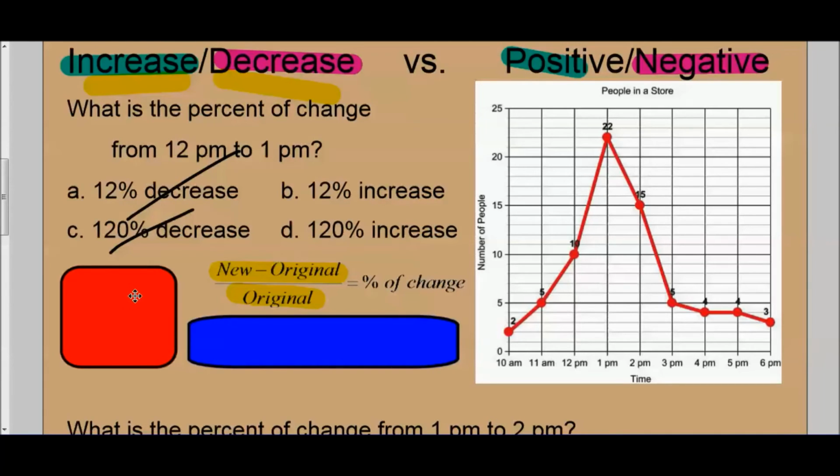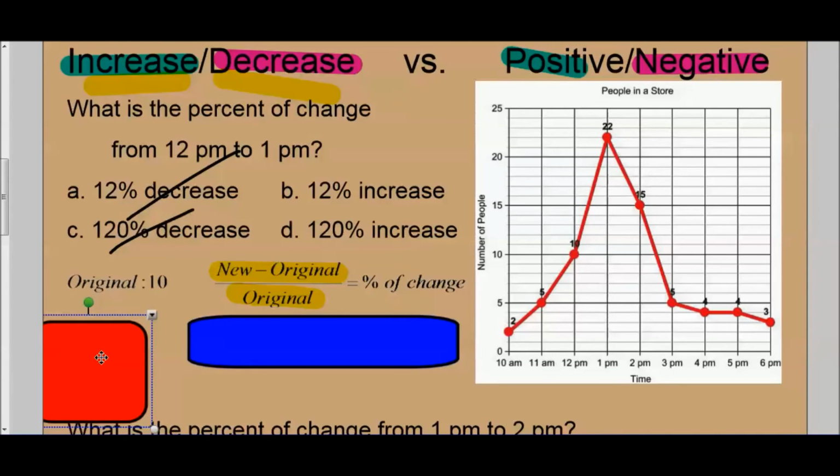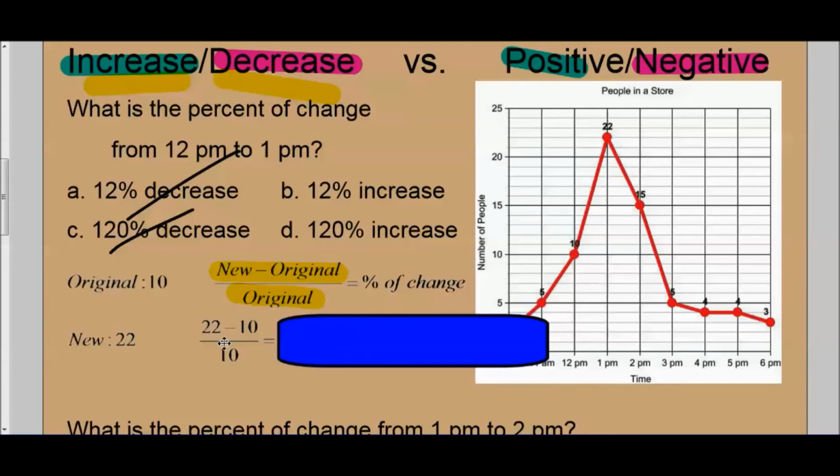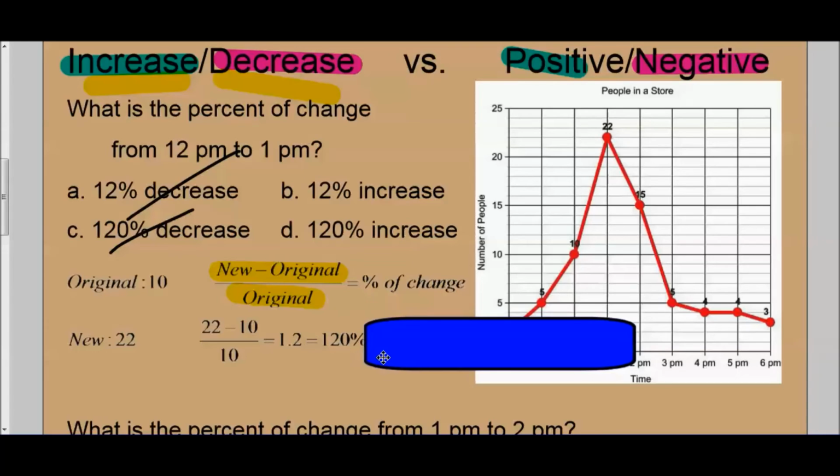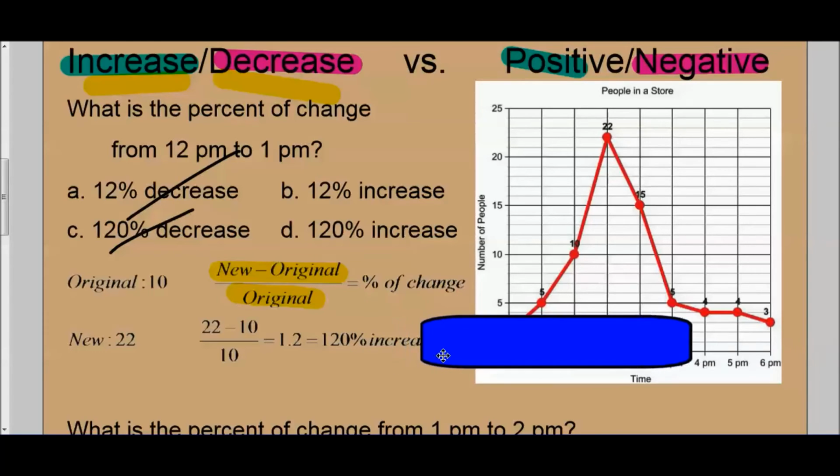So our original amount is 10, and our new amount is 22. So that's what we're going to plug in here. It's 22 minus 10. That gives us 12 on top, divided by 10. That would give us 1.2. That's as a decimal. We want the percent of change, so we move the decimal place 2 places. It's 120%, and it's going up, so it's a percent of increase.